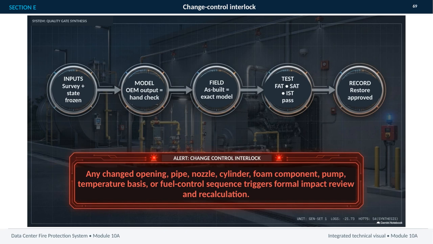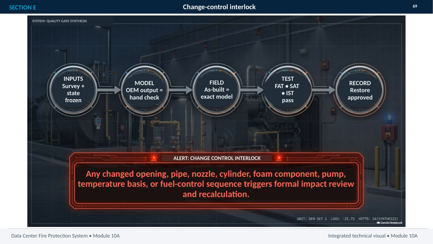Next, the OEM model output is checked by hand, so the model is not treated as an unverified assumption. In the field, the as-built condition must match that exact model. Testing then confirms performance through FAT, SAT, and IST, with each stage required to pass. Finally, the approved restoration is recorded, creating a traceable closeout record.